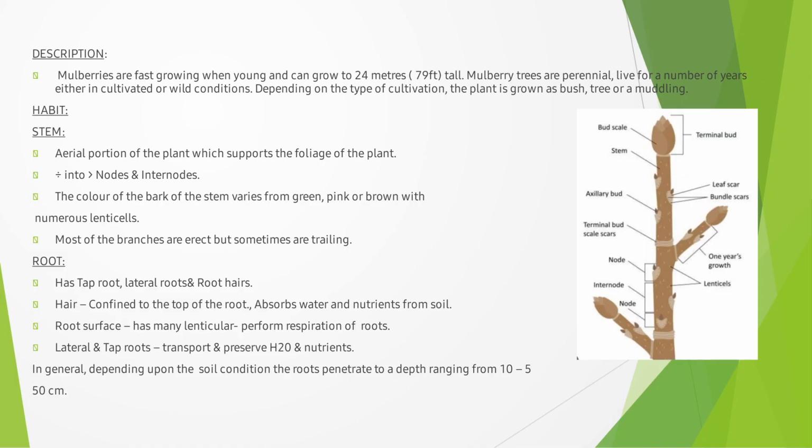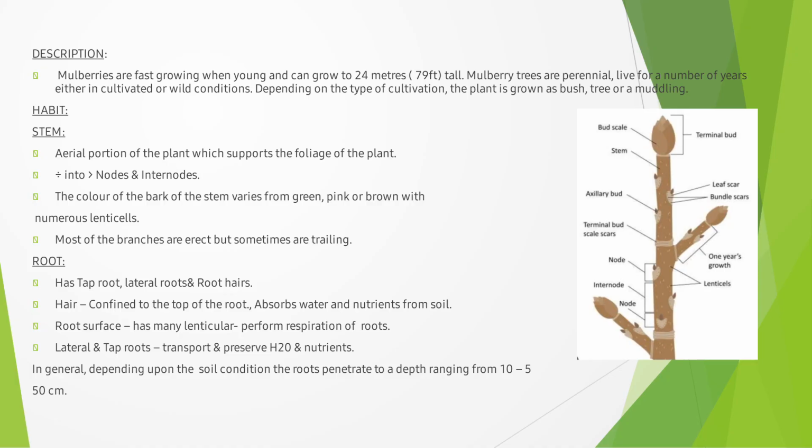Next, it is the root. The root has three main structures: the taproot, the lateral roots, and the root hairs. The special feature about the root hairs is that they are confined only to the top of the root, and this helps in absorbing water and nutrients from the soil.